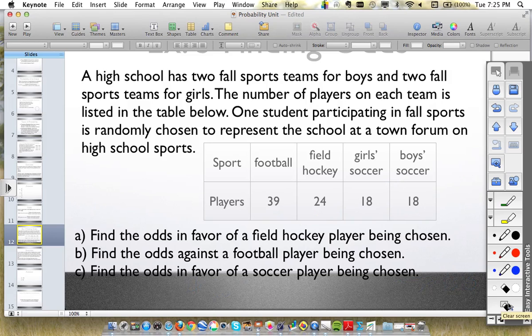And for most students, that's going to be kind of the make or break when it comes to this, remembering those formulas. Can you remember the formula for probability compared to the formulas for finding the odds in favor or against an event? All right, let's move on to our exercise.